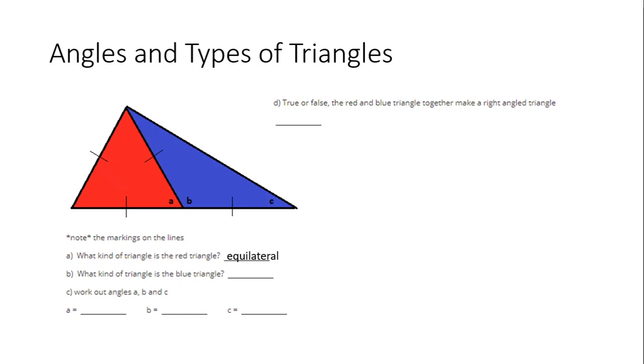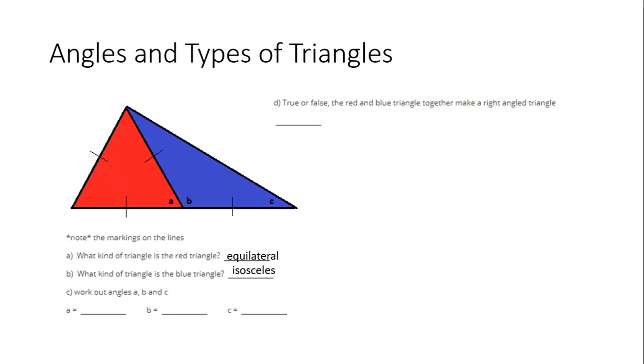Okay? And B, the blue triangle here, like the red triangle, it's got some markings as well, but not on all of the sides, only on two of them. That makes it an isosceles triangle. Again, the spelling is important.